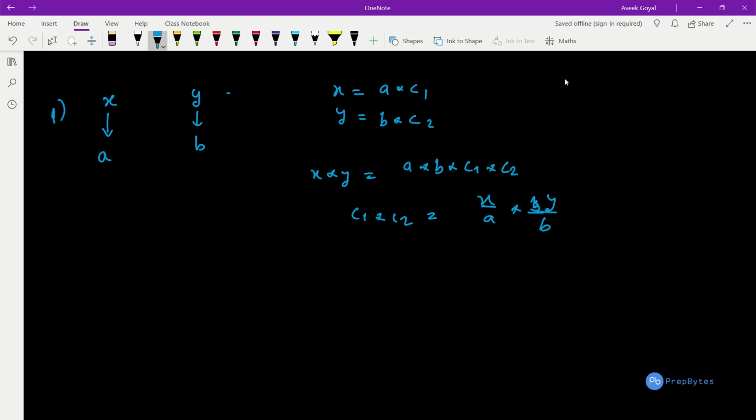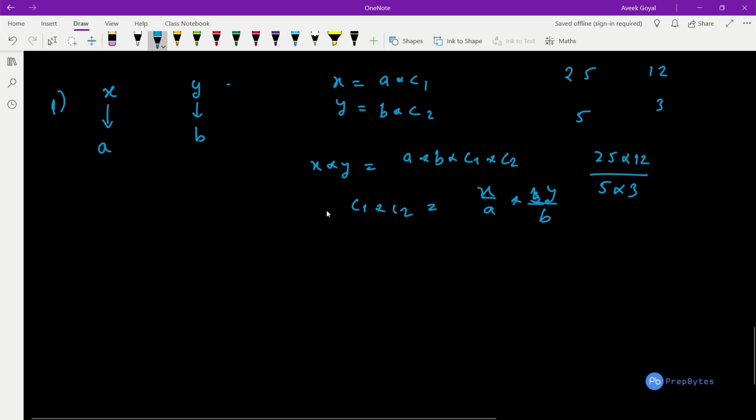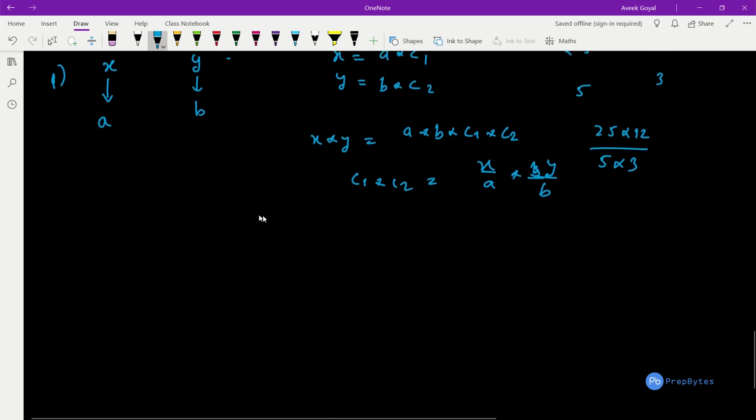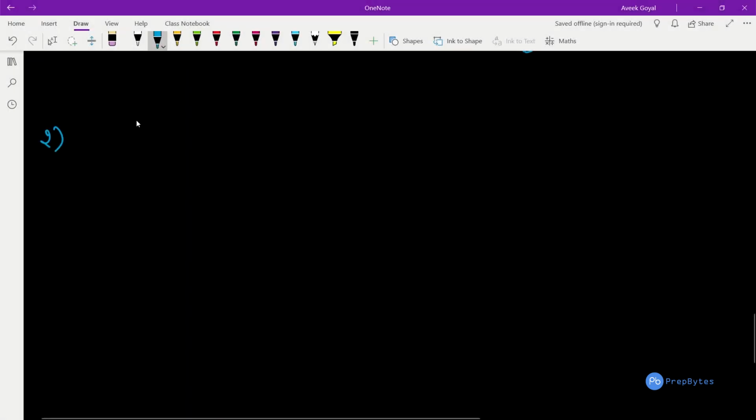If I give you an example, it is 25, it is 5, and it is 12 and 3. 25 into 12 upon 5 into 3 will also be divisible. So this is common. This was the first that needs to be taken care of. Just keep this in mind. Okay, let's see the second point.